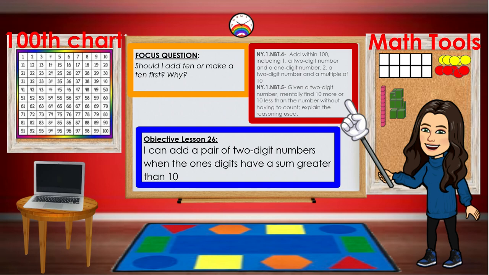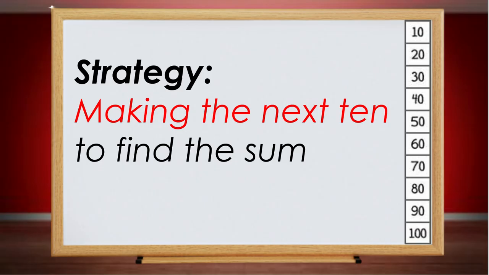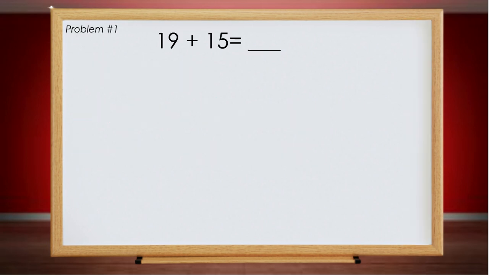Now, boys and girls, in our last math thinking, we did use two-digit numbers to get our sum, and we used the grouping of 10 strategy. In today's lesson, we're actually going to focus on making the next 10 to find the sum or the total. All right, let's get started.